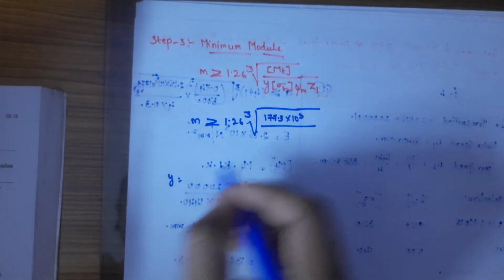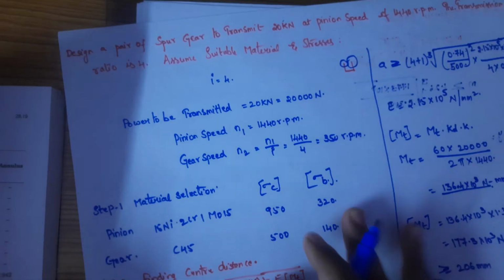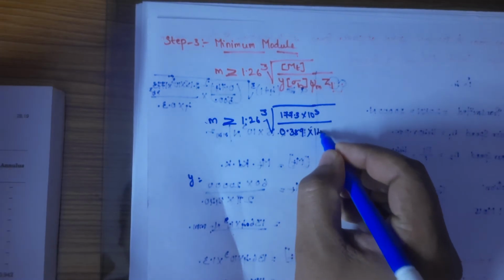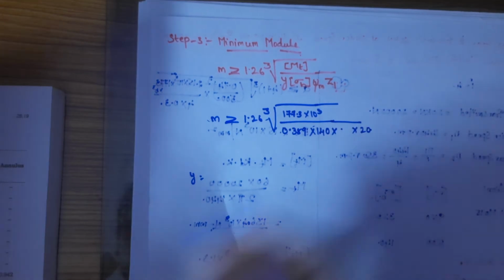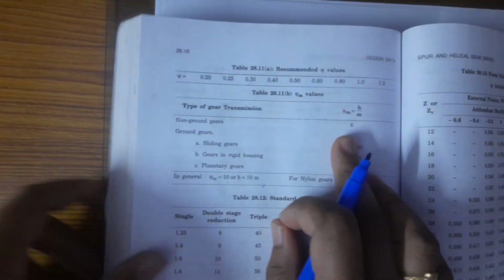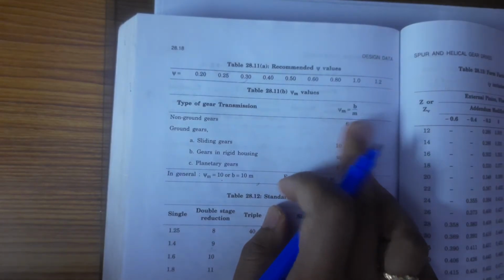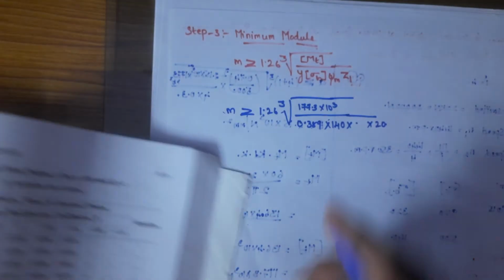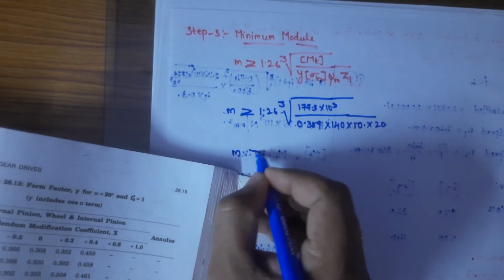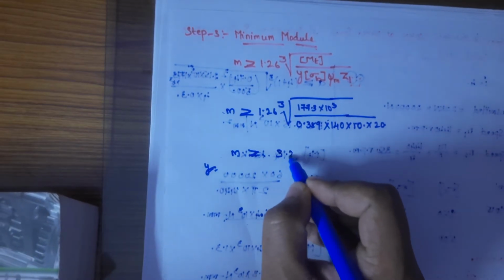So I have selected the y value as 0.389. The sigma b value will be 140; I am going to take the minimum value. Then the psi m value: see here, in page number 28.18, table 28.11, you can find the value of psi m. The psi m value is equal to 10 for the general condition. Just substitute that value, and after calculation I have got an answer of 3.2 mm for the module.